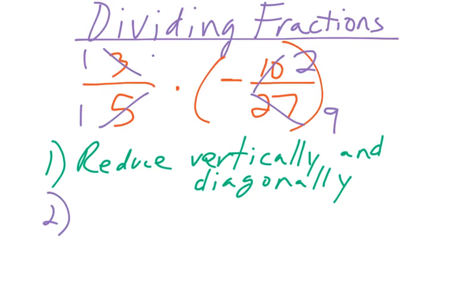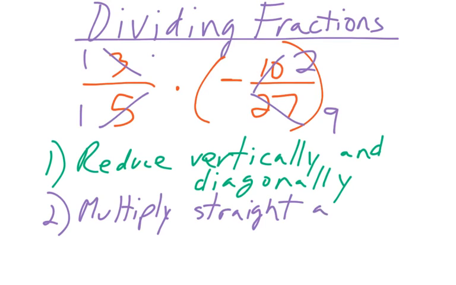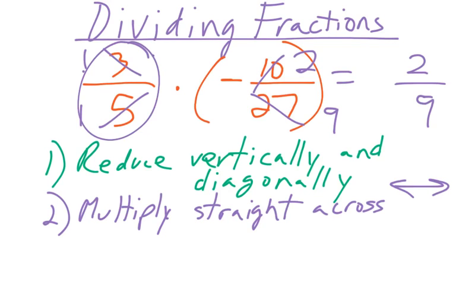Your second step is to multiply straight across. So that means numerators to numerators, denominators to denominators. Okay? So 1 times 2 is 2. 1 times 9 is 9. Now I'll worry about my sign after I do the multiplying. So I'm just moving this over. Because we are multiplying a positive fraction times a negative fraction, that makes our final answer negative.